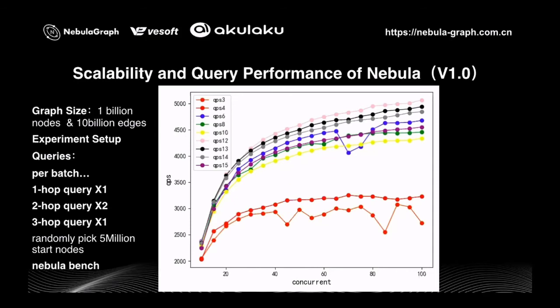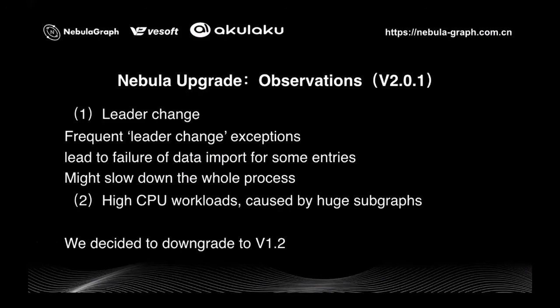And early this year, Nebula had a new version, 2.0.1, and we decided to give it a try. But unfortunately, we observed some problems when we were using version 2.0.1. The first problem is leader change. We observed frequent leader change exceptions when we were trying to import our dataset.